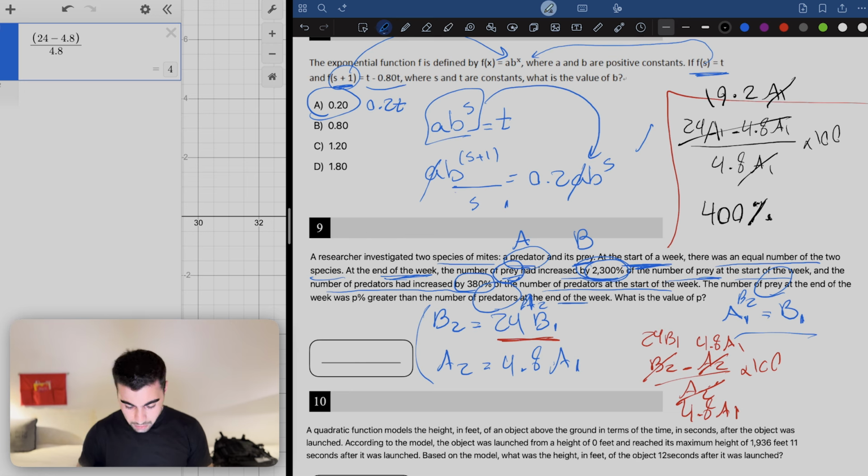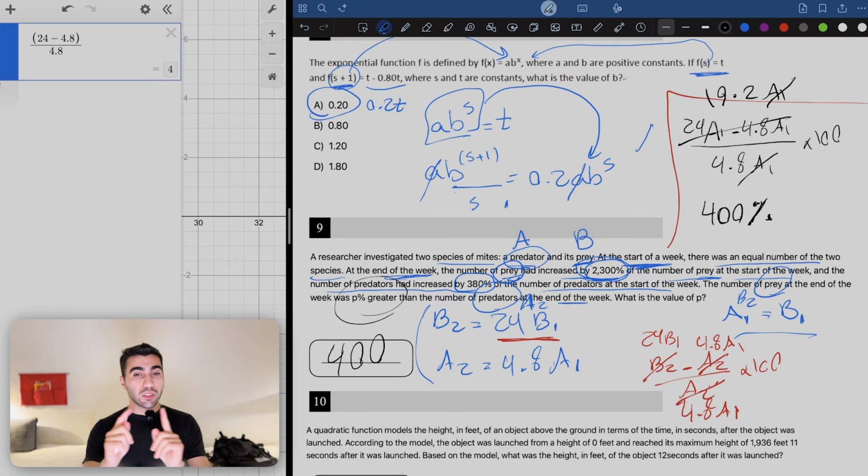400% greater, or 400% more. So the answer is 400. That's how we do this question. What we did was translate the words, the sentences, into equations and use those equations to find the answer.